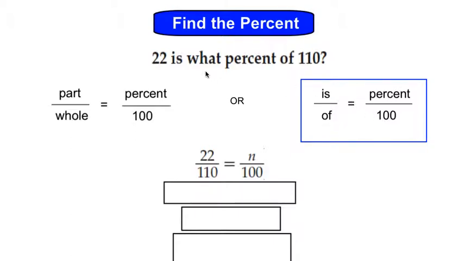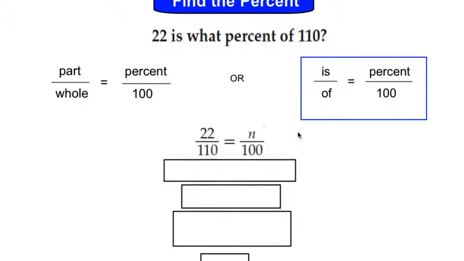and then it would be equals the percent over 100. Well, it's what percent? It's an unknown, so we're looking for that, over 100. And I think just translating those words into this proportion is the easiest way to do this. So is over of is percent over 100.